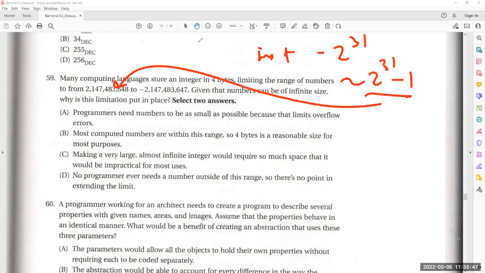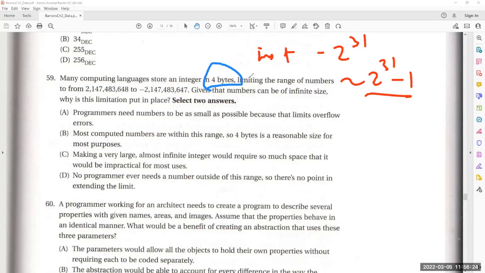Okay, so here actually the question is, given the number can be infinite size, why the limitation? Why do you want to limit it to only 4 bytes and not 400 bytes, not 4,000 bytes, not an infinite number of bytes? B and C. Okay, A: a programmable number to be as small as possible because of the limit overflow. You want it to be as small as possible.